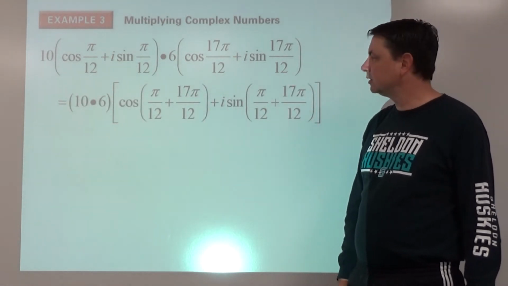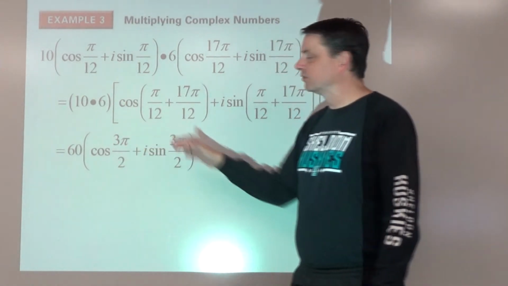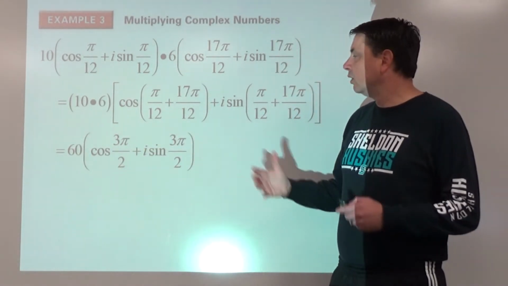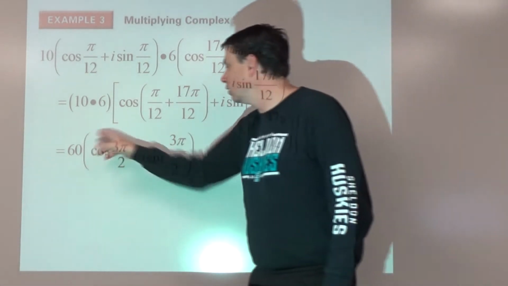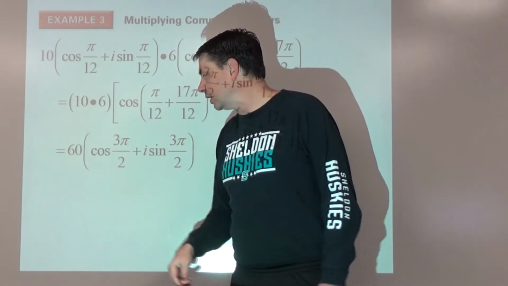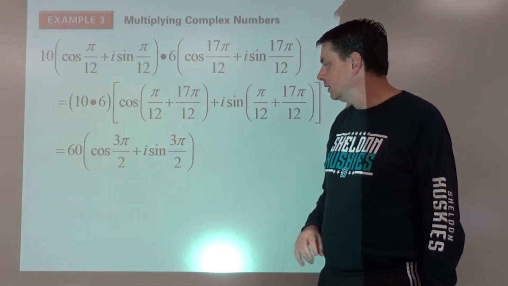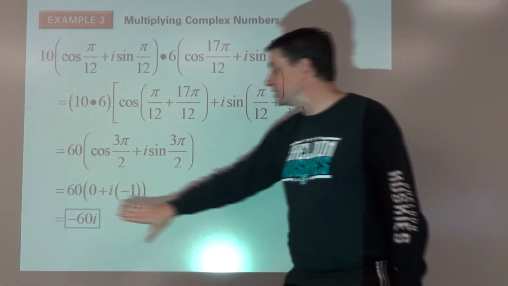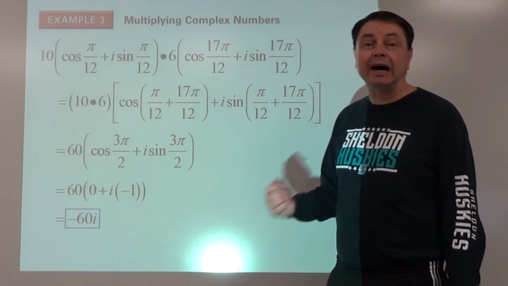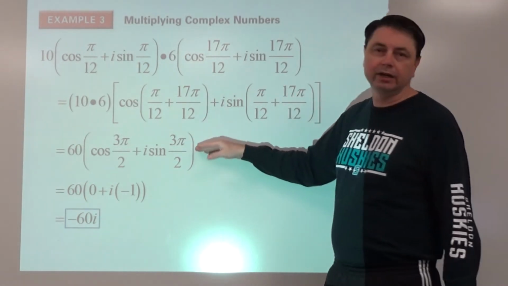There's our setup. Simplify. Now let's see if we can go even further. If we wanted it in trig form, there it is. If we wanted it in standard form, we can go further. Cosine of 3 pi over 2 is straight down, so that's going to be 0 and negative 1. And in standard form, it'd be negative 60i. If you wanted your answer in trig form, it was right here.